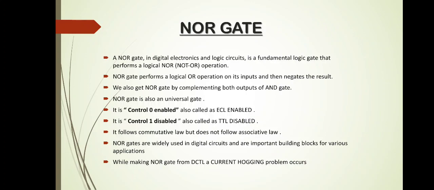We also get a NOR gate by complementing both inputs of an AND gate, which is eventually called a bubbled AND. The NOR gate is also a universal gate. It is control 0 enabled, also called ECL enabled, and our NOT gate is control 1 disabled, also called TTL disabled. It follows the commutative law but doesn't follow the associative law.